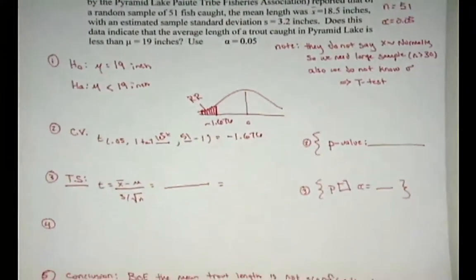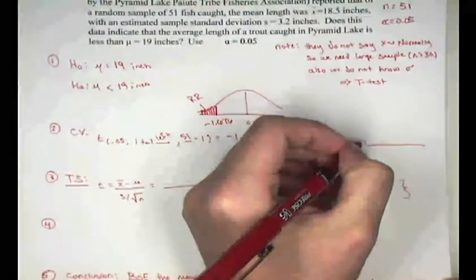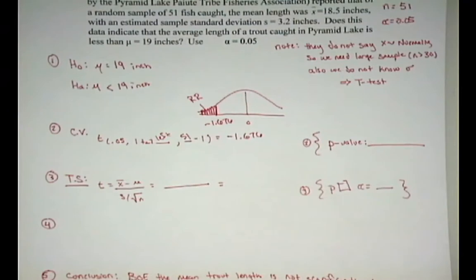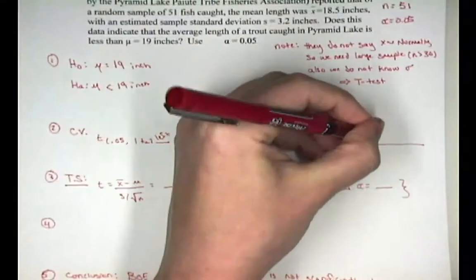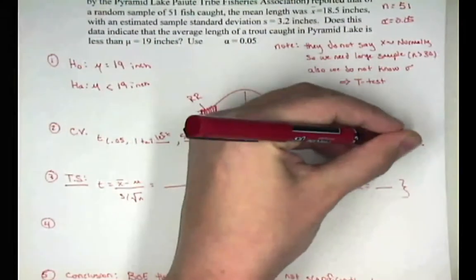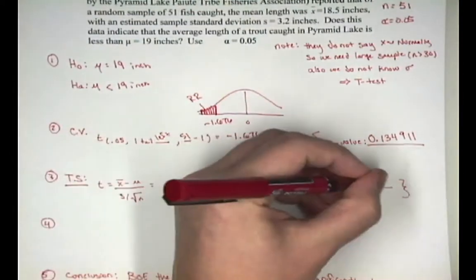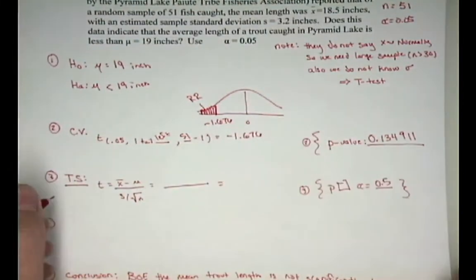If you're doing the p-value method, you probably typed the statistics into your calculator and did a t-test in that testing menu. You should have been getting a p-value of 0.134911, and then of course you compare that to your alpha of 0.05 in step 3, and then make your decision.